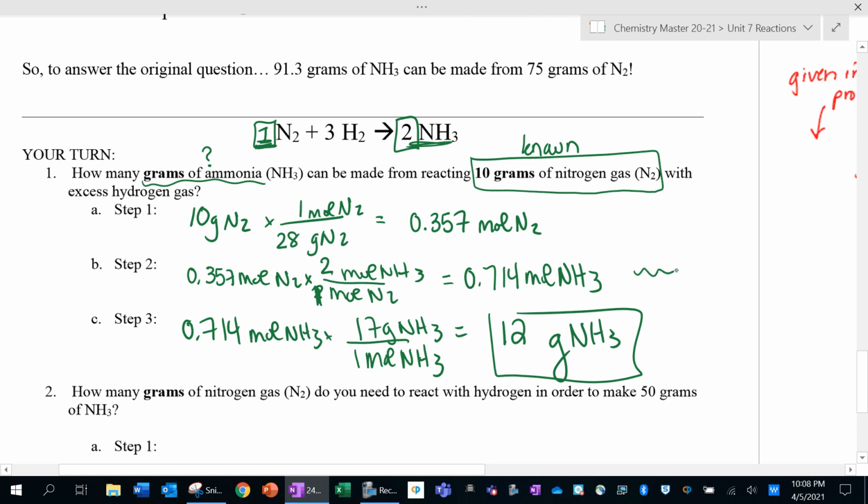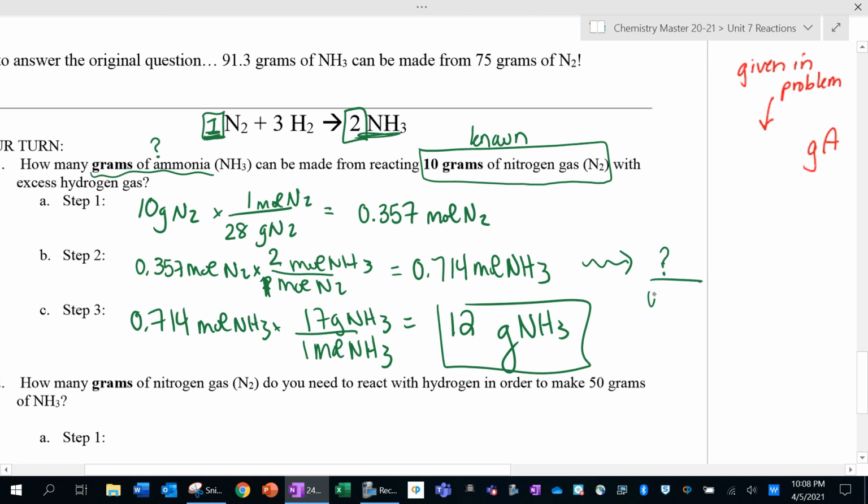For example, on this step, if you wanted to, you could set up 2 fractions and do some cross multiplying. So you could say, well, you have 0.357 moles of N2, and we know the ratio is 1 mole of N2 per every 2 moles of NH3. And then you can cross multiply, and you will get the same answer. You'll get 0.714. So it's just different ways of showing your work, whatever works for you.